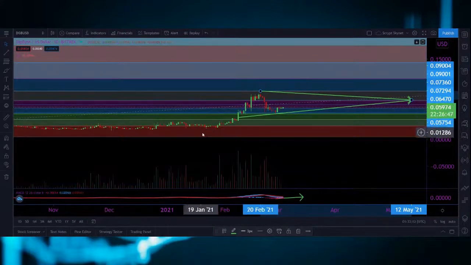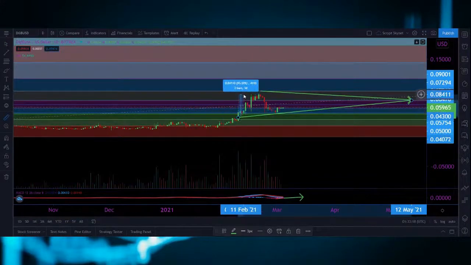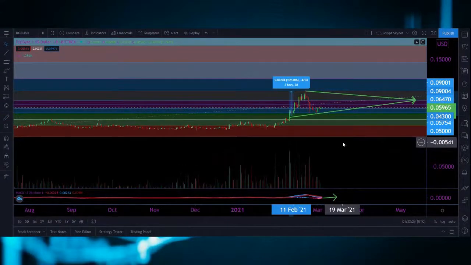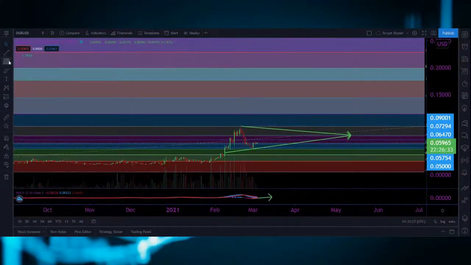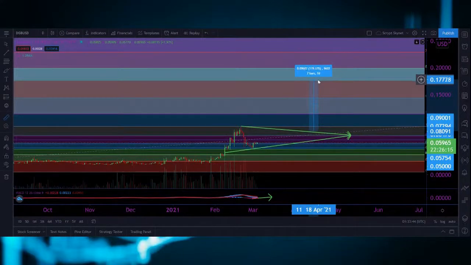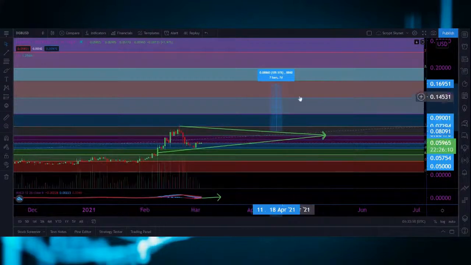So relatively like right there. Okay, what is that? 109%. So 109% from wherever it breaks out, right? Let's just say April 21st. 109% would be 16 cents or something like that, right? Definitely it would hit our all-time high, guys.